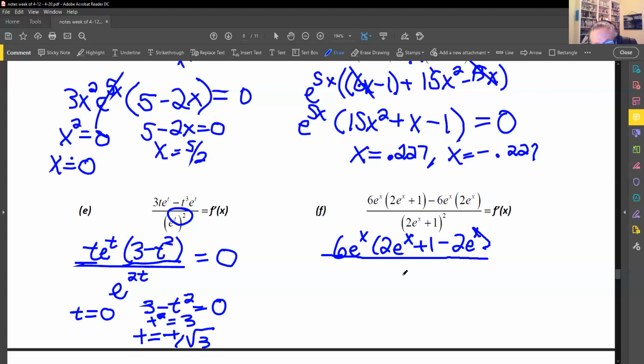The bottom is never going to equal 0. I don't think it will, but no, it won't. I don't have to worry about the bottom because e to the x is always positive and you're adding 1, so the bottom's never going to be 0. These cancel. Actually, I end up with 6e to the x over 2e to the x plus 1. The bottom won't be 0. You can convince yourself of that by graphing it if you'd like. And then 6e to the x is never equal to 0. So this particular function has no critical values.